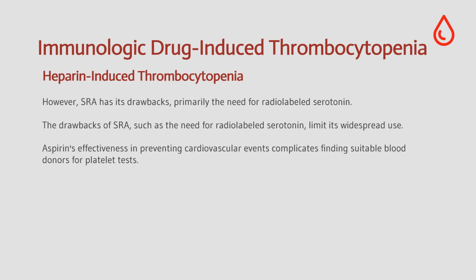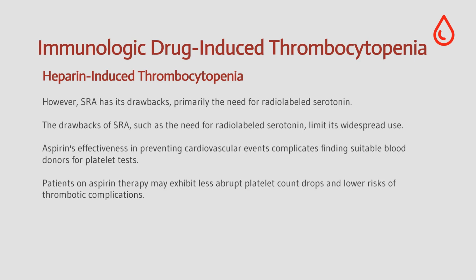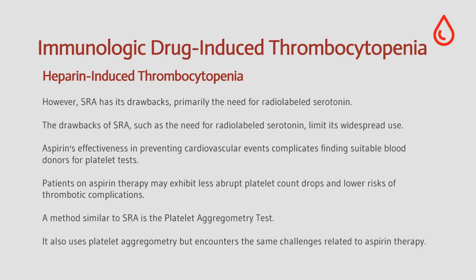But let's explore further considerations, especially for patients on aspirin therapy. Aspirin's effectiveness in preventing cardiovascular events complicates finding suitable blood donors for platelet tests. Patients on aspirin therapy may exhibit less abrupt platelet count drops and lower risks of thrombotic complications. A method similar to SRA is the platelet aggregometry test. It also uses platelet aggregometry but encounters the same challenges related to aspirin therapy.